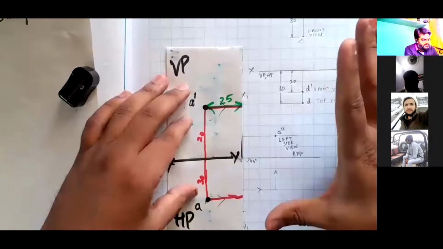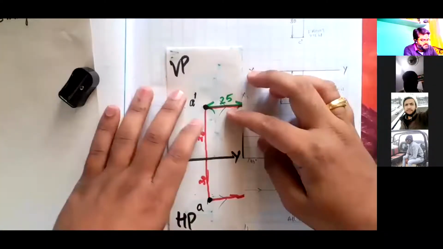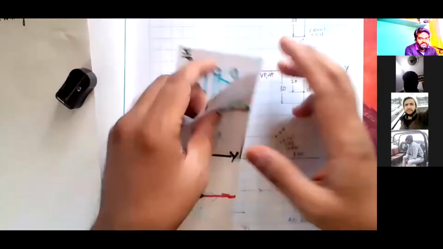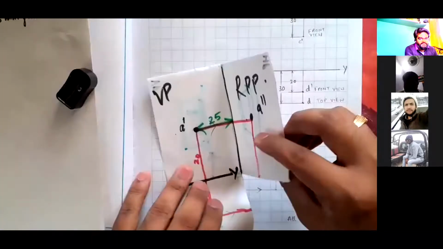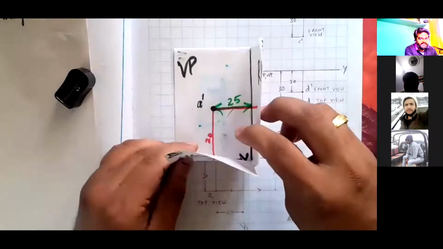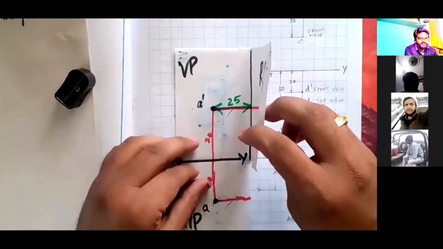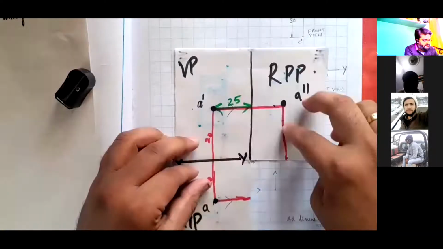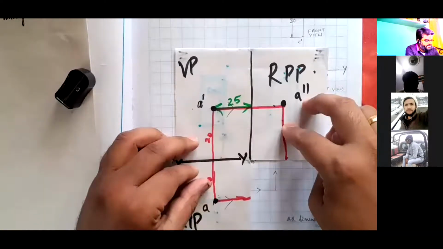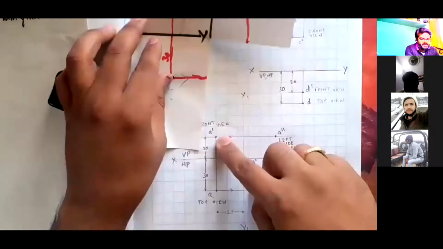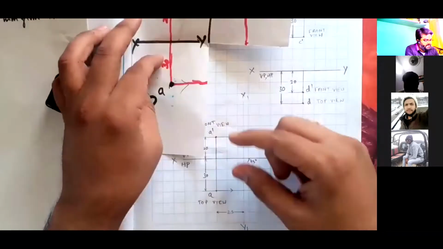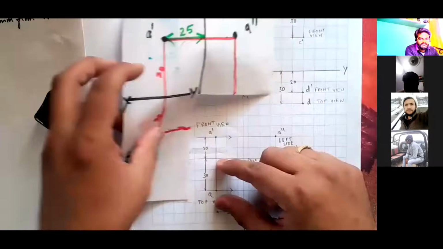This is your concept now. It is a three-dimensional space like this. First I am opening this horizontal plane. Next I am opening this right profile. Right? So A dash I got at a distance of 20 mm, and A I got at a distance of 30 mm. Next I have to get this A double dash.